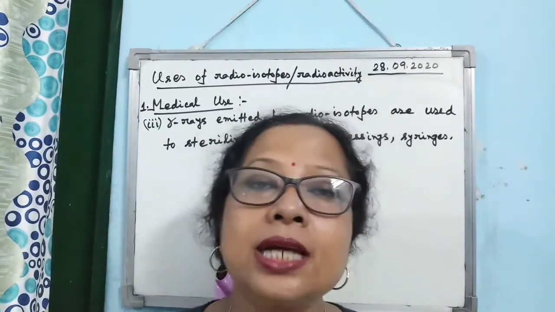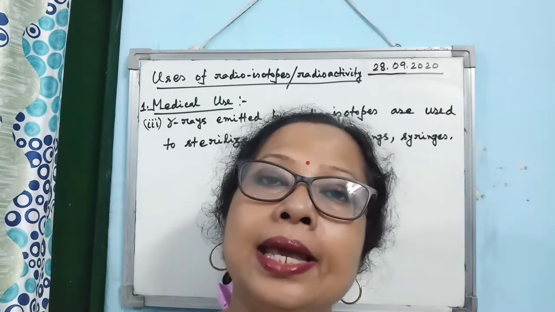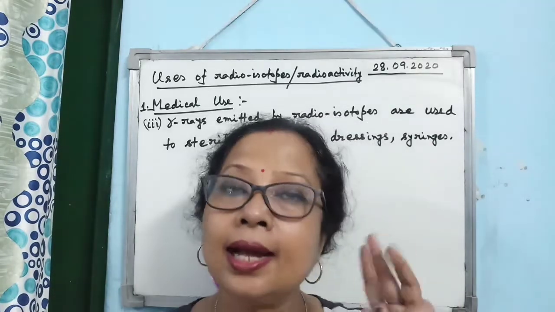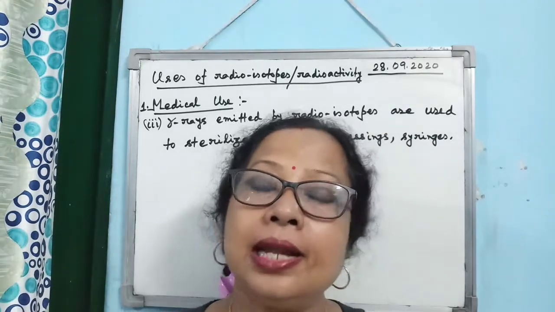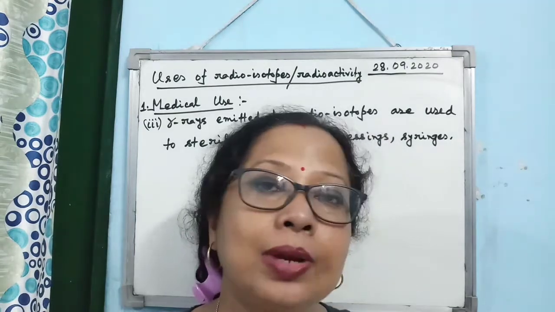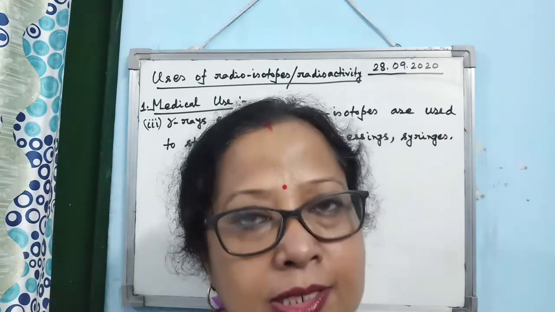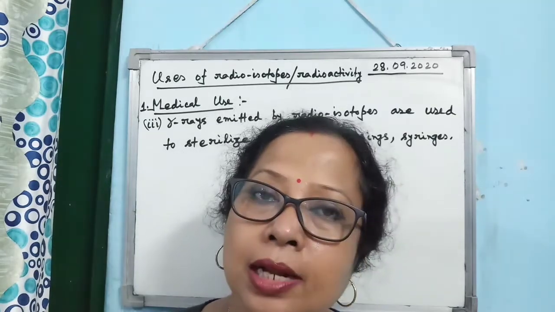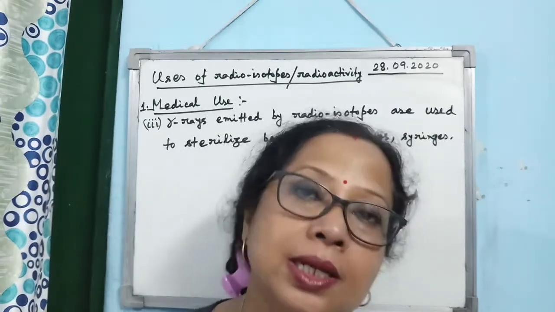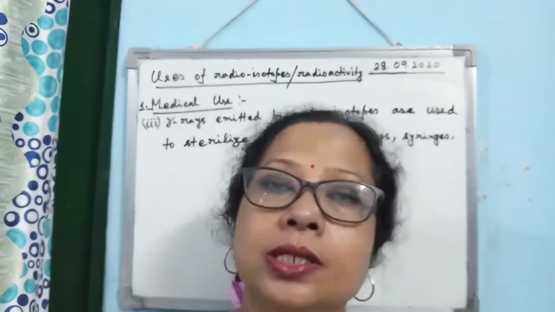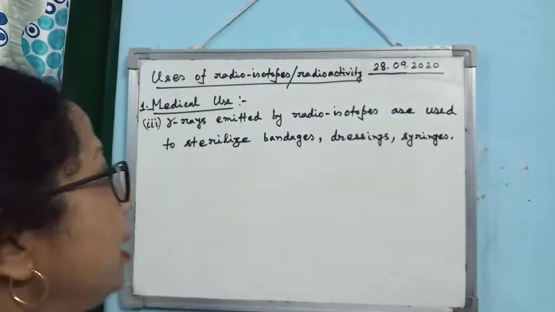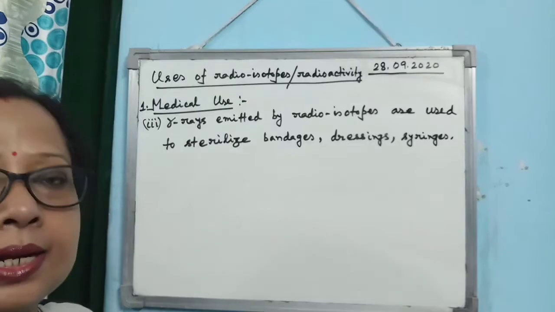Now, sterilization by gamma ray has 3 points. They are cheaper, they are reliable, because they definitely will kill all the germs, and very quick. The process is faster, the process is reliable, and the process is cheaper. So that's why gamma rays are used for sterilizing purposes.